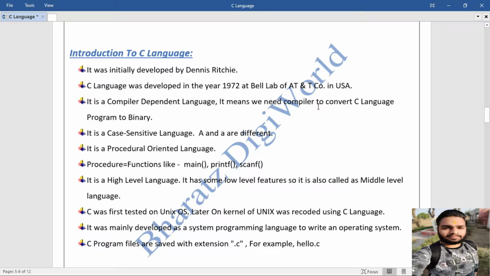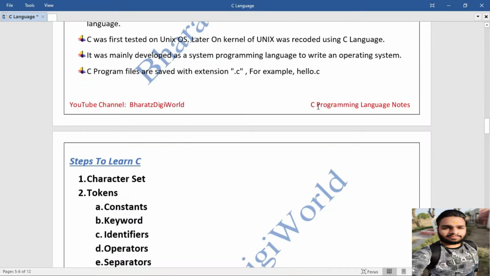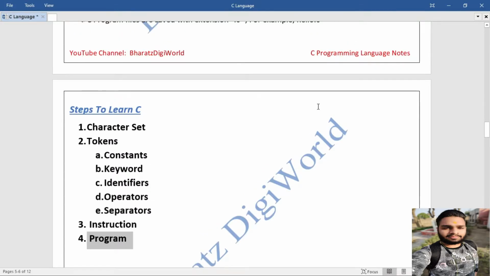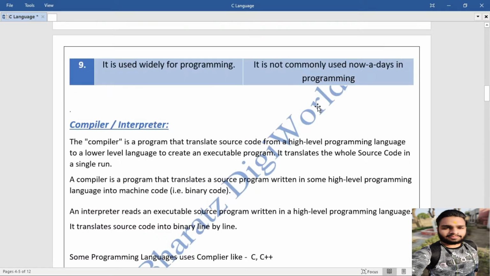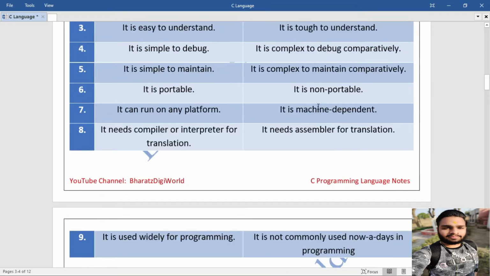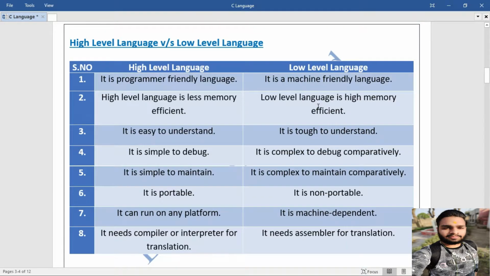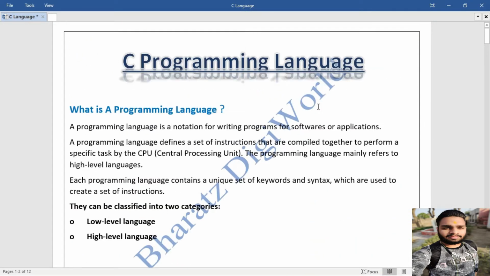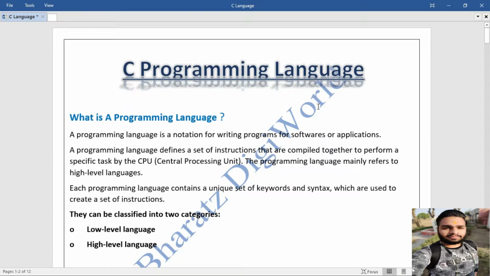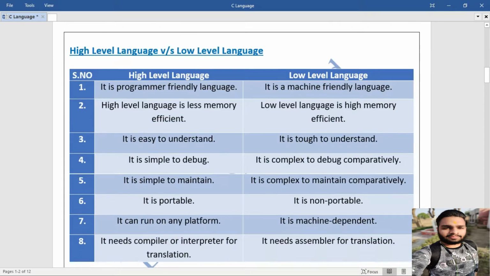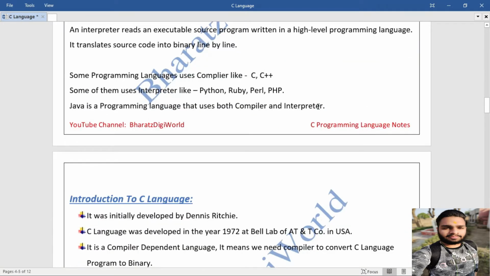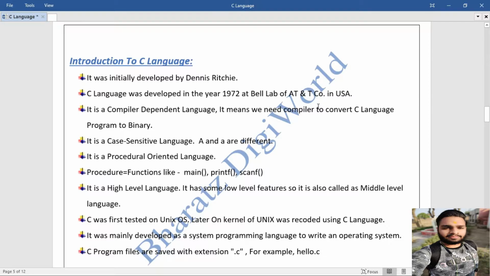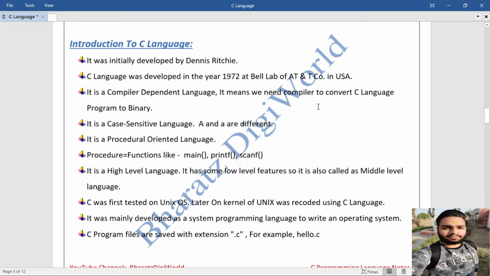Today we are going to learn introduction to C and we will also learn about steps to learn C language. In our last video, we learned about the compiler and interpreter. We have learned the difference between a high level language and low level language. And we have also seen about what is a programming language, how it works, and what are the different languages we have. So now today we will learn about introduction to C language. So without wasting time, let's get started.